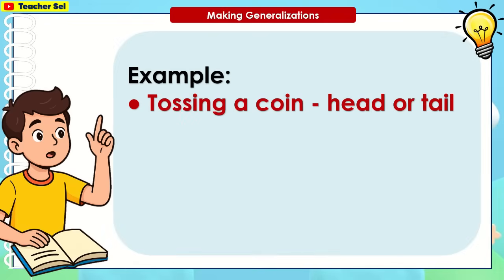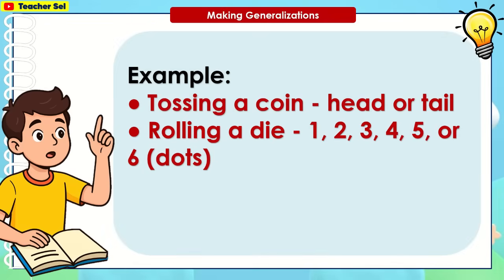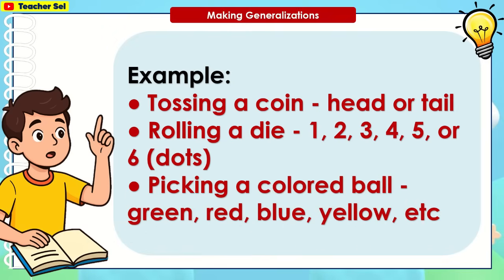Example, tossing a coin, head or tail. Rolling a die, 1, 2, 3, 4, 5, or 6 dots. Picking a colored ball, green, red, blue, yellow.